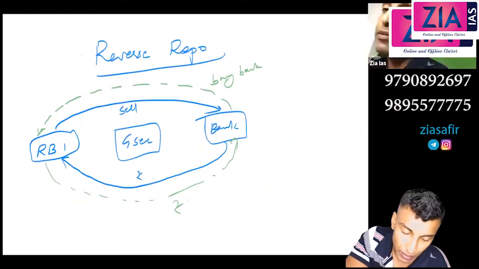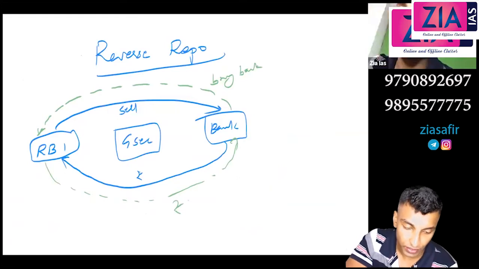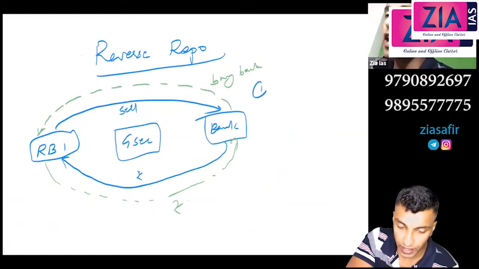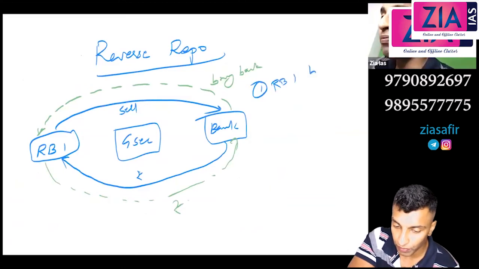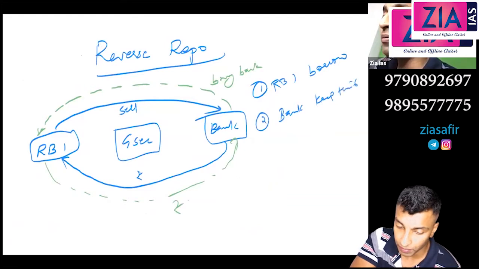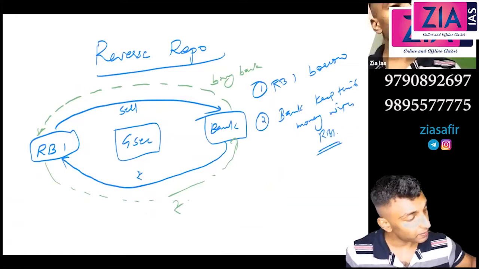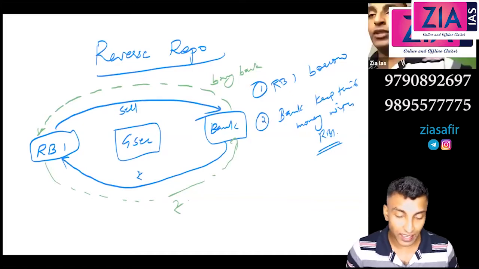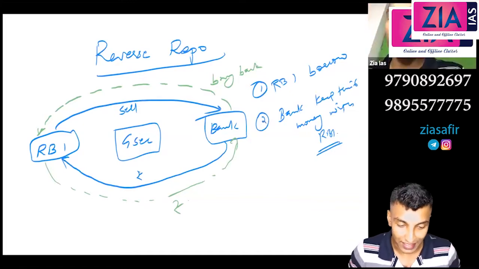Some textbooks or some teachers will say that in a reverse repo, RBI borrows from banks. You can actually say it in two ways: RBI borrows from banks, or secondly, banks keep their money with RBI. What is better? The second option. Why is the second better? Because why would RBI take any loan? What is the need for RBI to take a loan from banks?